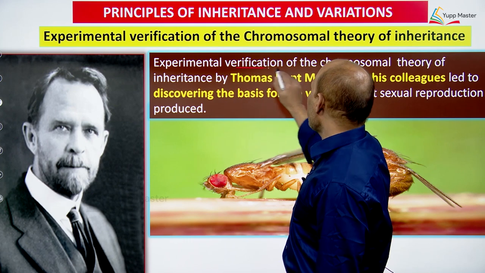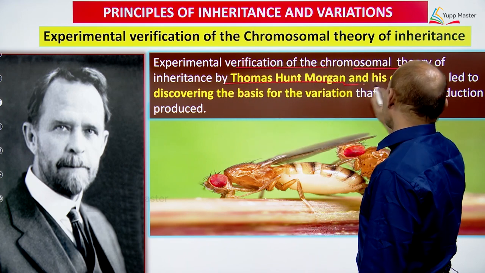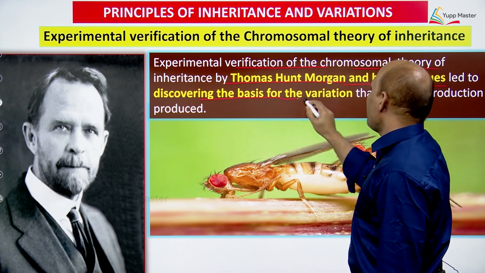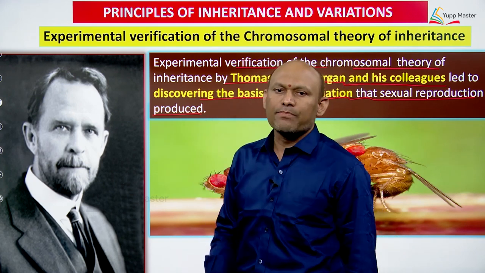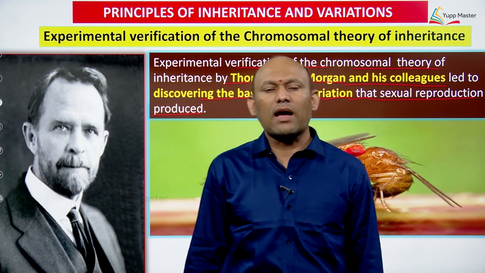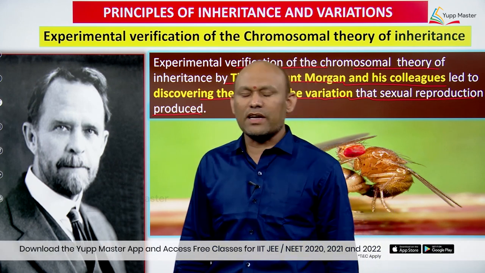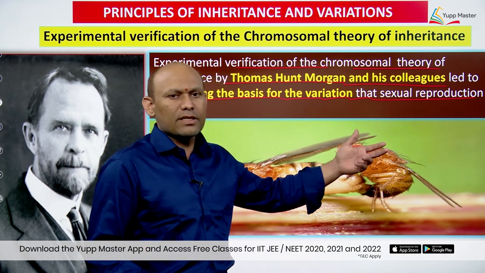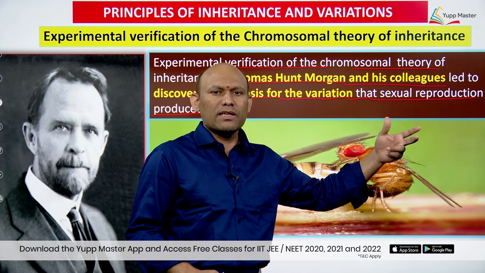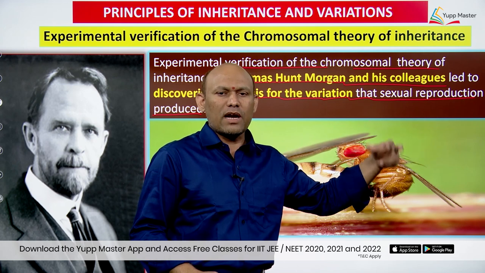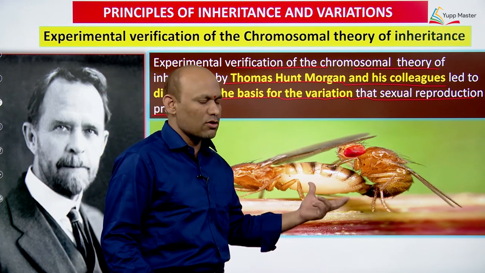The experimental verification of the chromosomal theory of inheritance by Thomas Hunt Morgan and his colleagues led to the discovery of the basis for the variation that sexual reproduction produced, dear students. So all you need to remember, T.H. Morgan and his colleagues performed the experimental verification of the chromosomal theory of inheritance, and they understood the variations produced during sexual reproduction by performing experiments on Drosophila melanogaster. You can see this is Drosophila melanogaster.